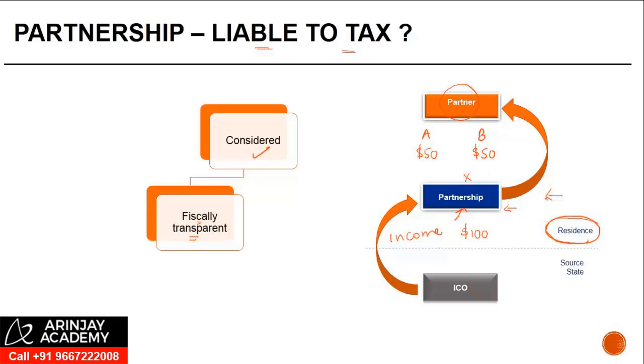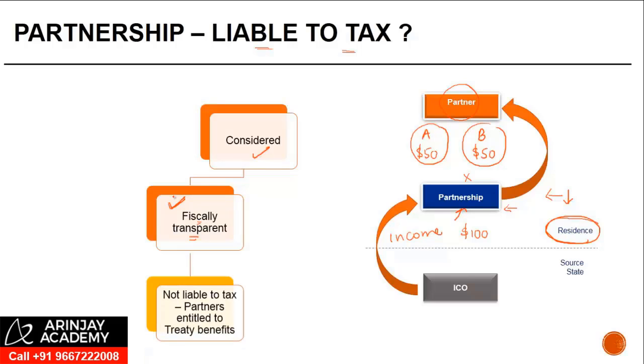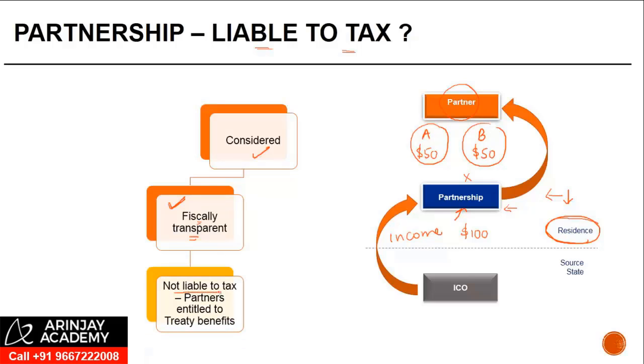The taxation in the country of residence is in the hands of the partners. The firm is treated as fiscally transparent. In such a case, it is not liable to tax in the country of residence, and therefore it is not entitled to the benefit of the treaty. But the partners, which is A and B, because they are liable to tax in the country of residence, will be able to claim the benefit of the treaty vis-a-vis their facts on the respective $50 of income that they get.